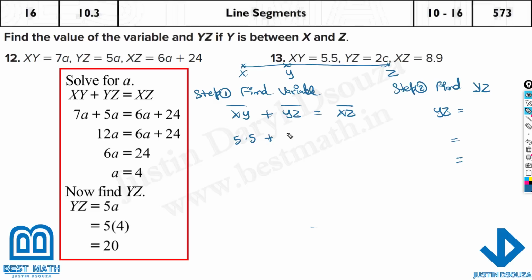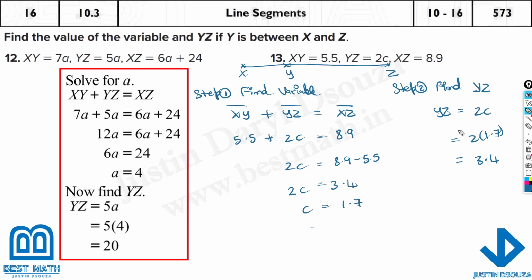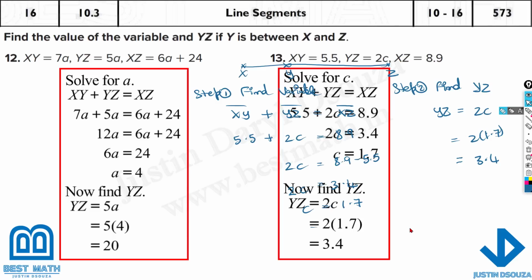So what do we have over here? 5.5 plus 2C is equal to 8.9. We need to solve for C. That is 8.9 minus 5.5. So it's going to be 3.4. It's 3.4 is 2 times C. Now 34 by 2 is 17. So it's 1.7 is C. So that is the answer for C. But we need to find YZ, that is 2 times C. So 2 times 1.7 is 17 times 2 is 34, or 3.4. Here it's the same thing. Okay, so that is the answers. So here we go. It's 1.7 and 3.4.